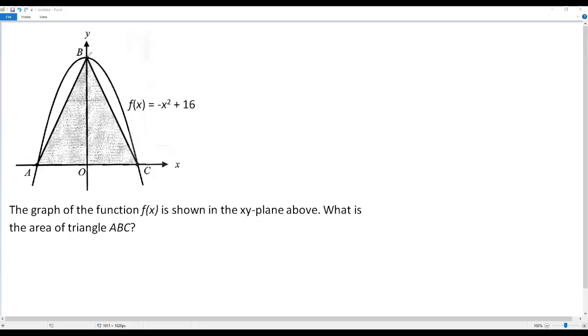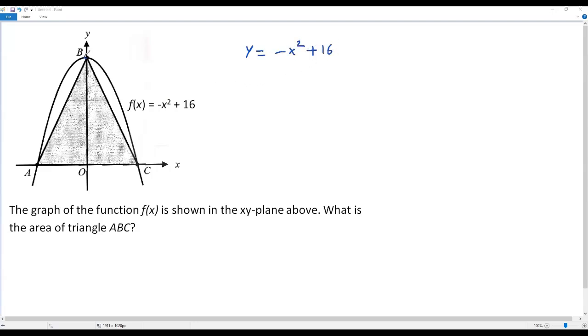Now to get the height of the triangle, I have to find the y-intercept of the parabola. To get the y-intercept, we have to plug in x equals 0 in the equation of the parabola. So here we have the equation of the parabola. Usually in this equation, f of x represents y, so we can replace f of x by y. Then we get y equals negative x squared plus 16.